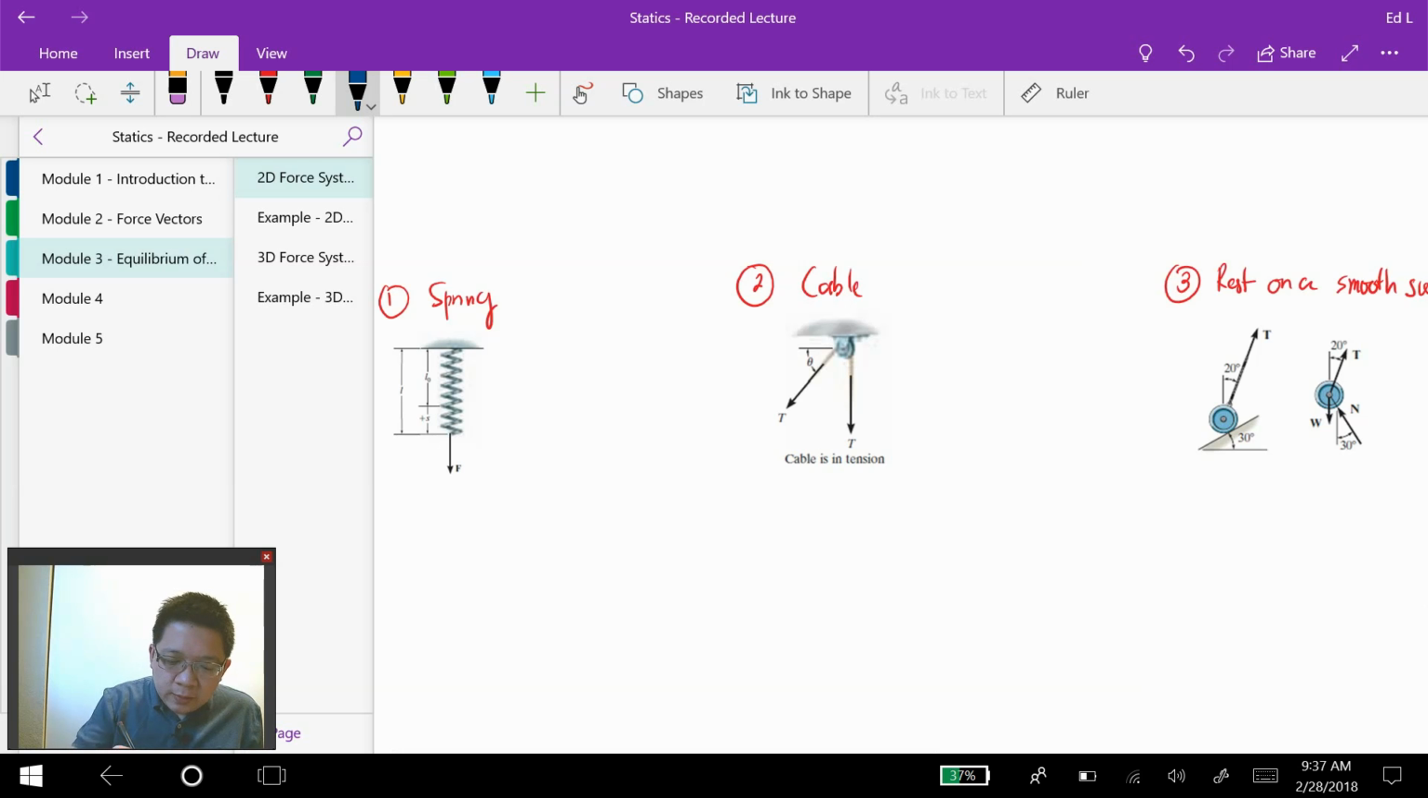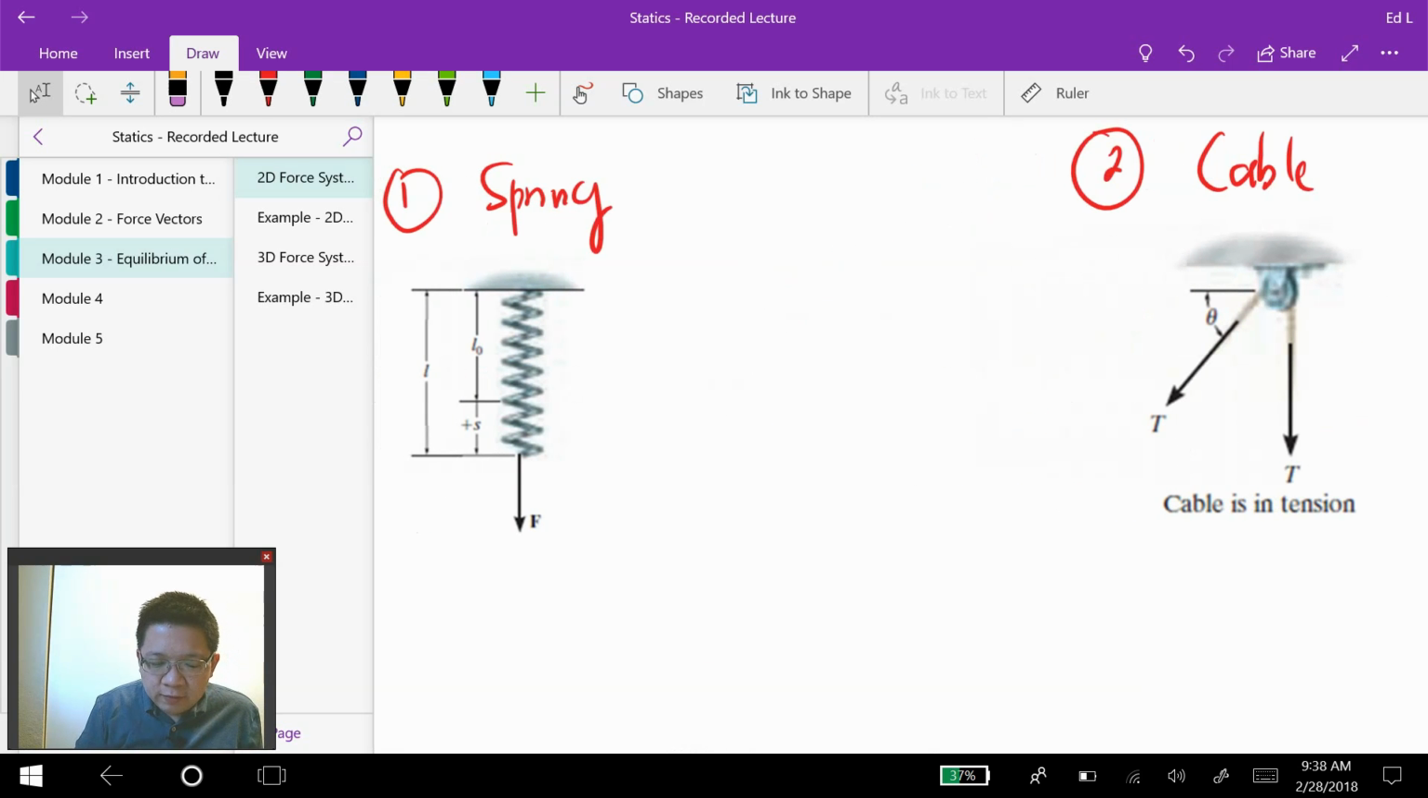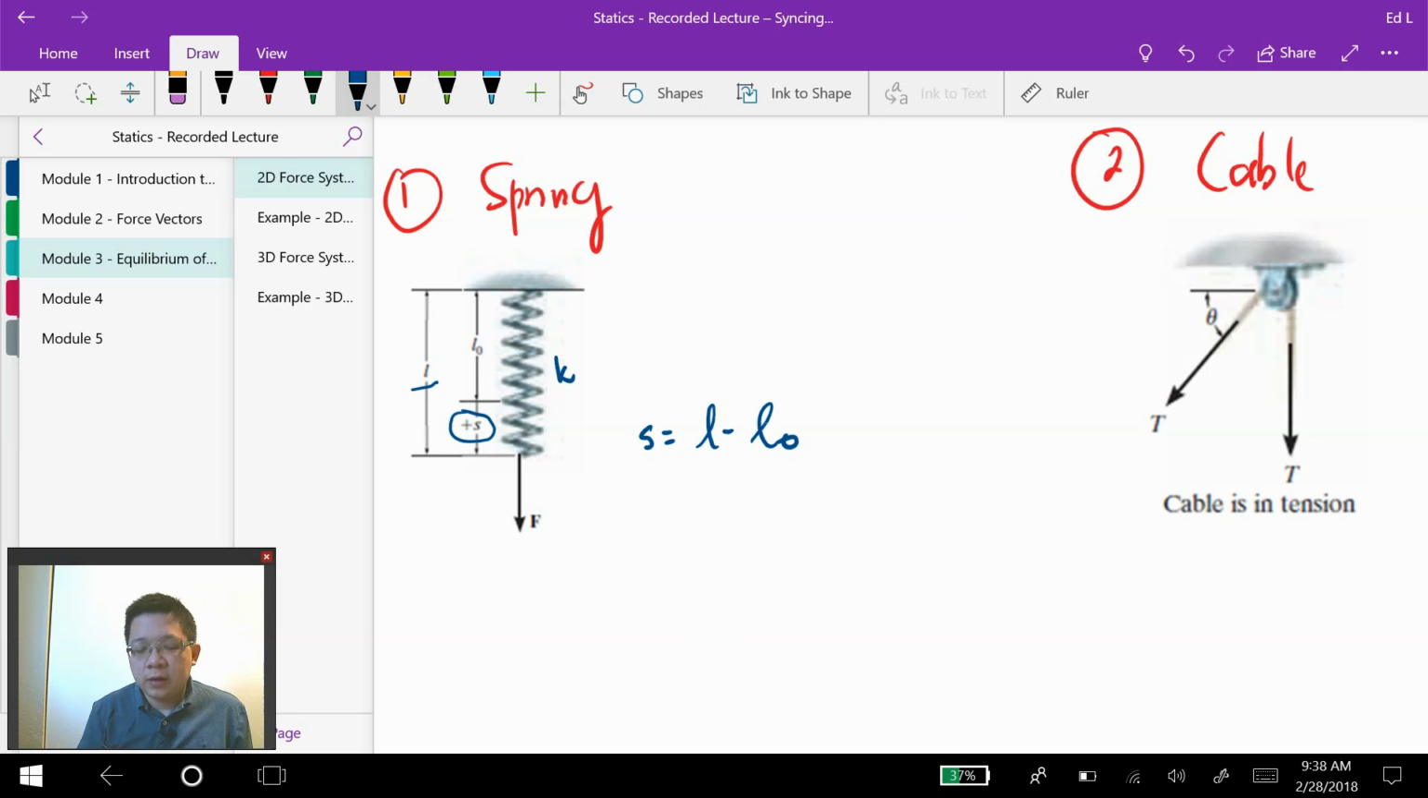So remember that for the springs, if the spring has an initial length of L0 right here, and then when we apply force F, the spring will be elongated by a displacement of S, such that its total length right now becomes L. We know that S in here is L minus L0, right? And if we know the stiffness of the spring, K, we can calculate F as K times S.